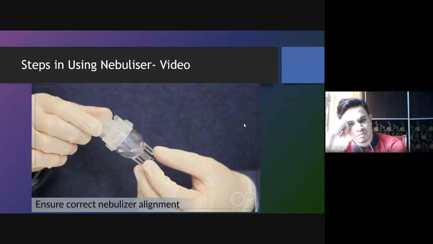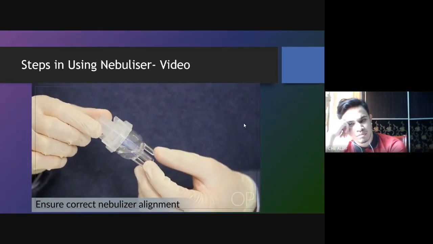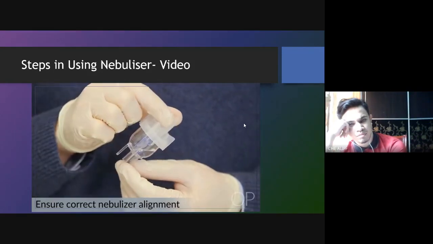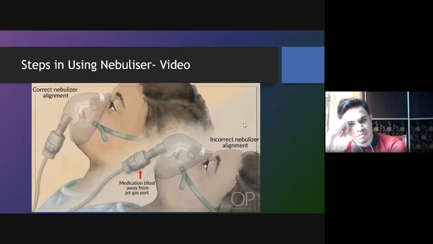Tilting the device too far, perhaps 20 to 30 degrees in any direction, can cause the medication to move away from the jet gas port inside the device and render the treatment ineffective. If you notice the treatment is taking a long period of time, or there doesn't appear to be an appropriate volume of aerosol generated, you may want to check the nebulizer to ensure proper vertical orientation.